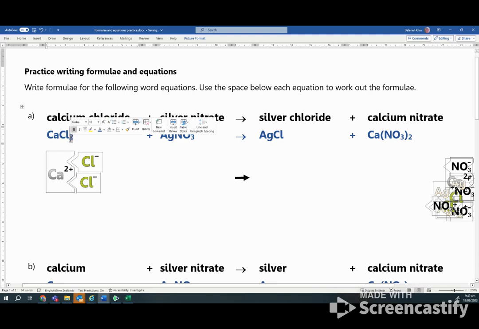Those little subscript numbers only apply to something that's immediately to the left of it. So it only applies to Cl. It does not apply to Ca. So I've only got one Ca.